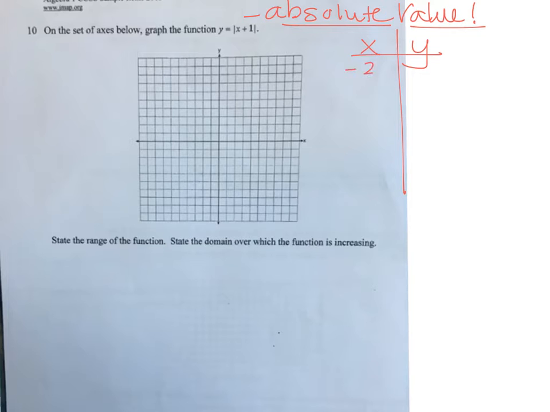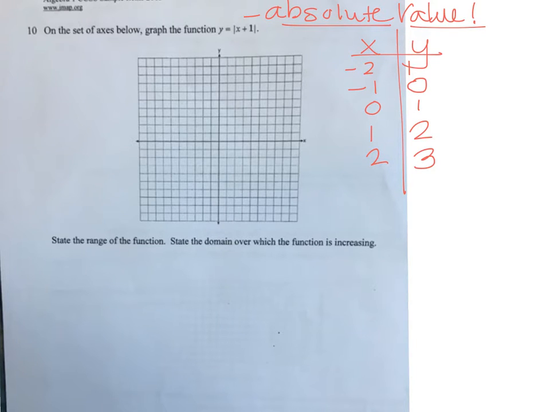Just do a couple of negatives, 0, and a couple of positives. Substitute it in. So the absolute value of negative 2 plus 1 is 1. The absolute value of negative 1 plus 1 is 0. Absolute value of 0 plus 1 is 1. Absolute value of 1 plus 1 is 2. And the absolute value of 2 plus 1 is 3.